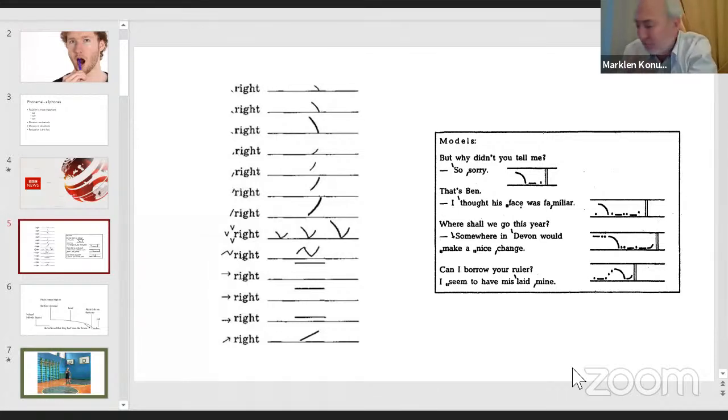So, my dear friends and colleagues, I invite you very strongly to practice this kind of stepping scale pronunciation. Stepping scale, that is, a descending stepped scale.